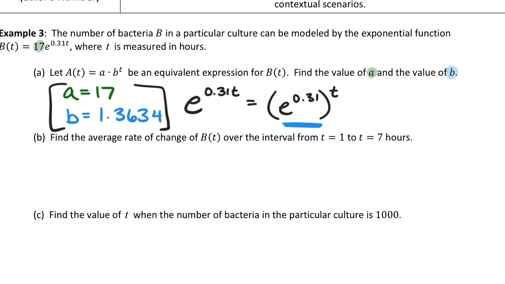Is anybody lost? I'll show my calculator just in case somebody's lost and not asking for help. Let me pause. Part B here says, find the average rate of change of b of t over the interval from 1 to 7 hours. Who remembers my average rate of change formula?